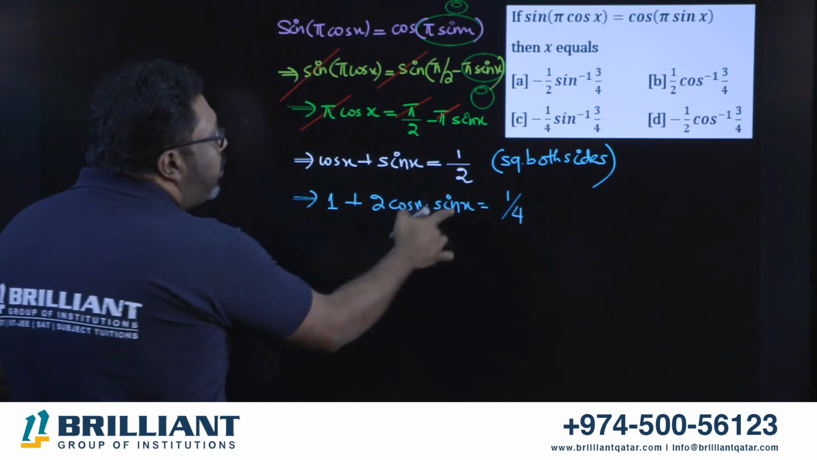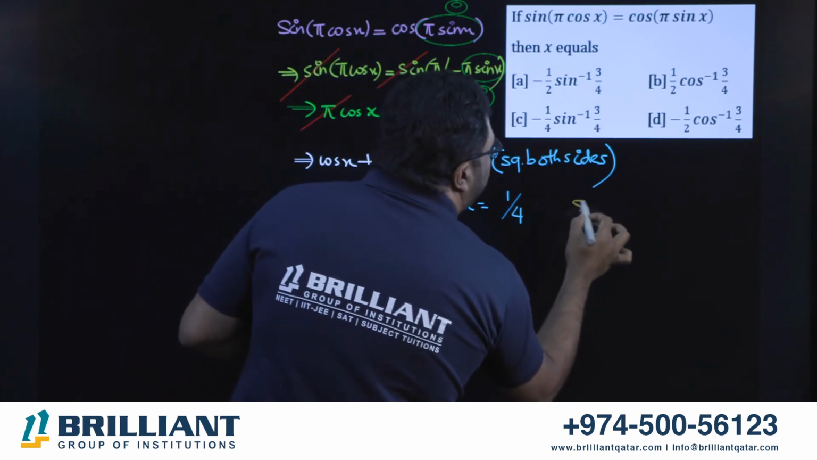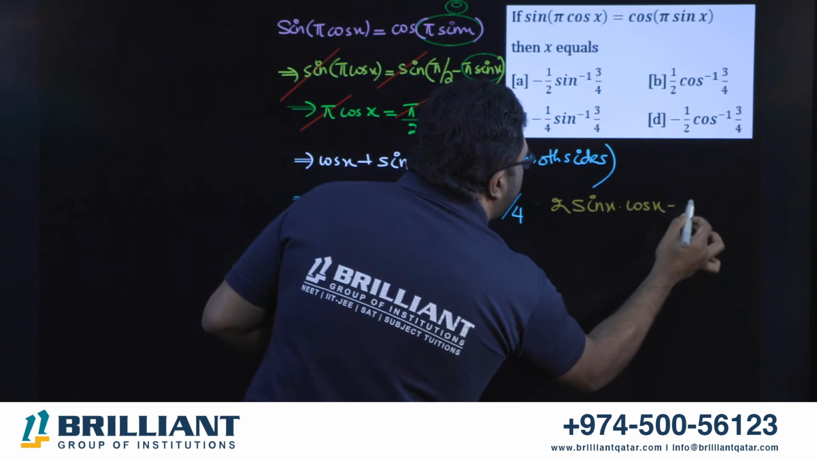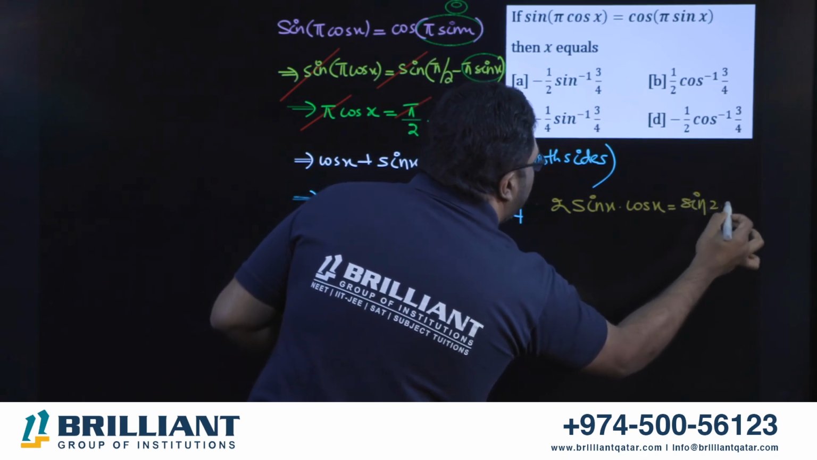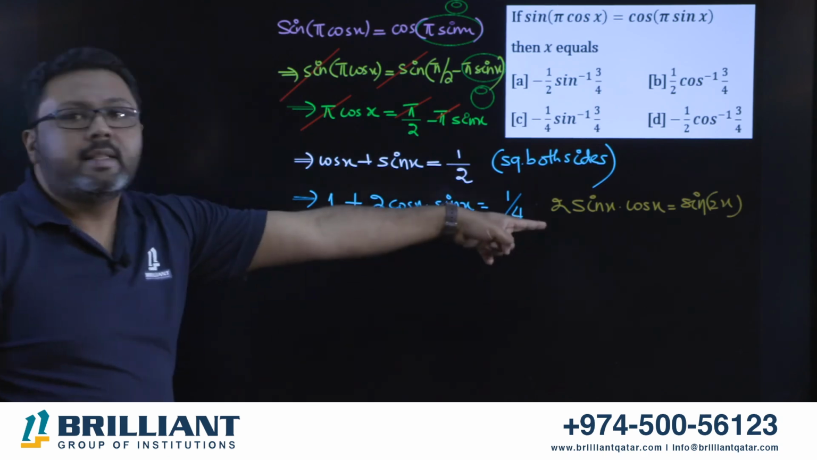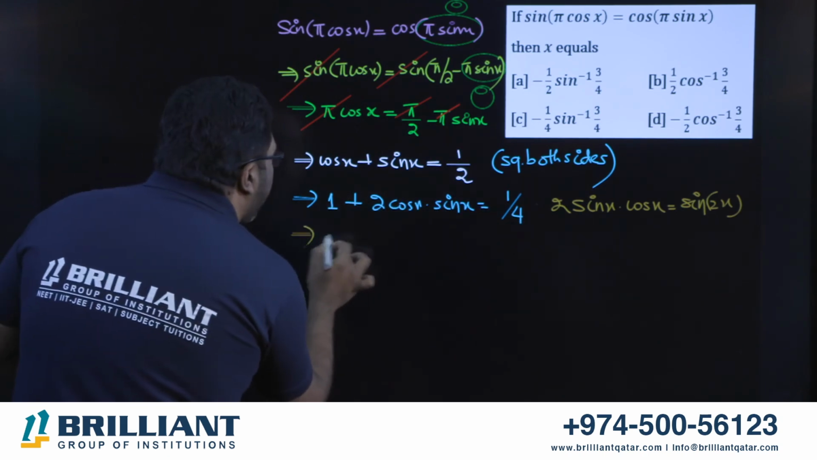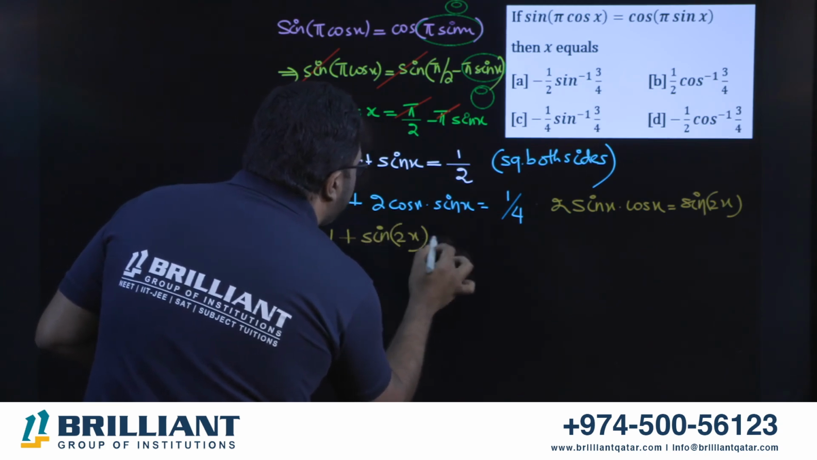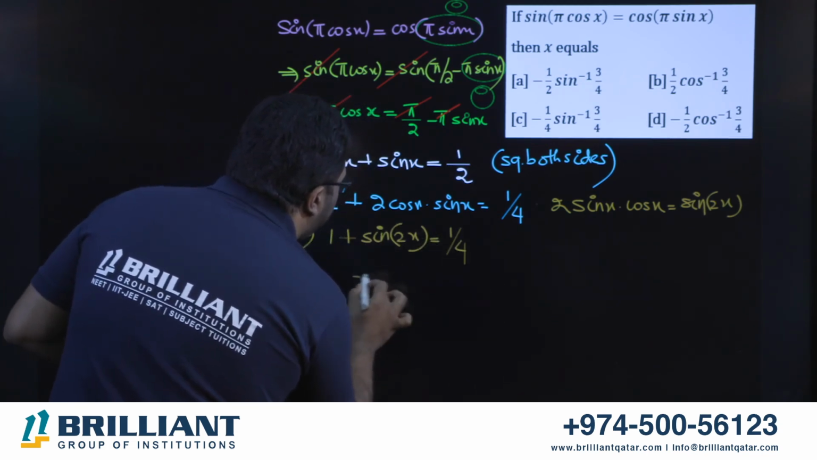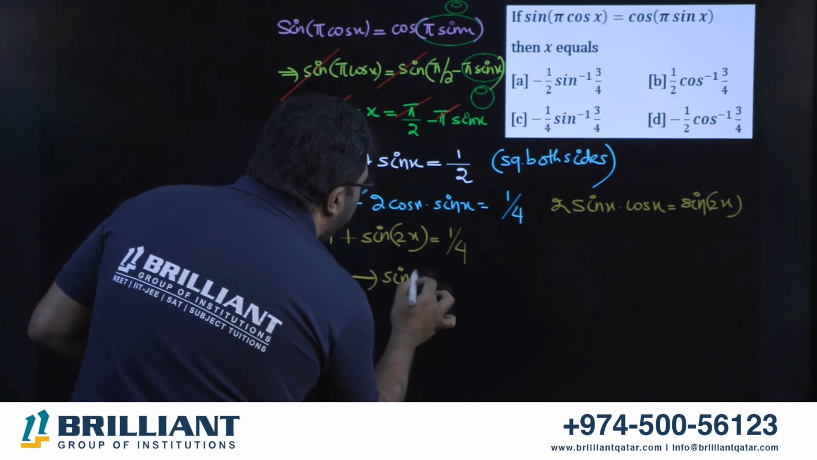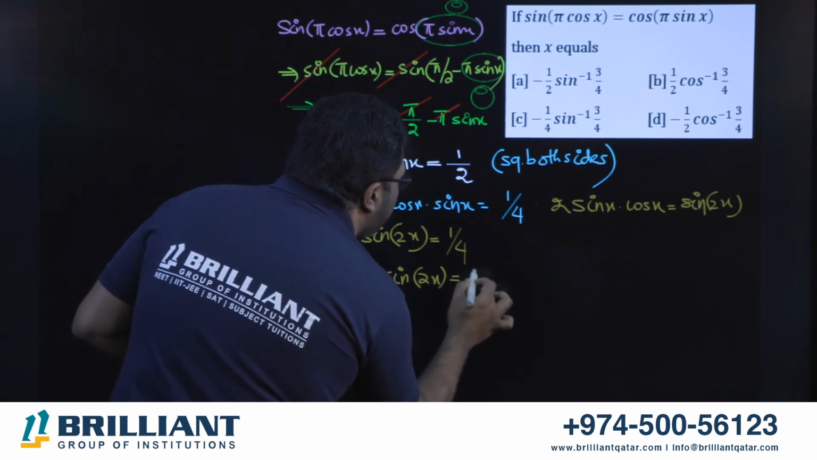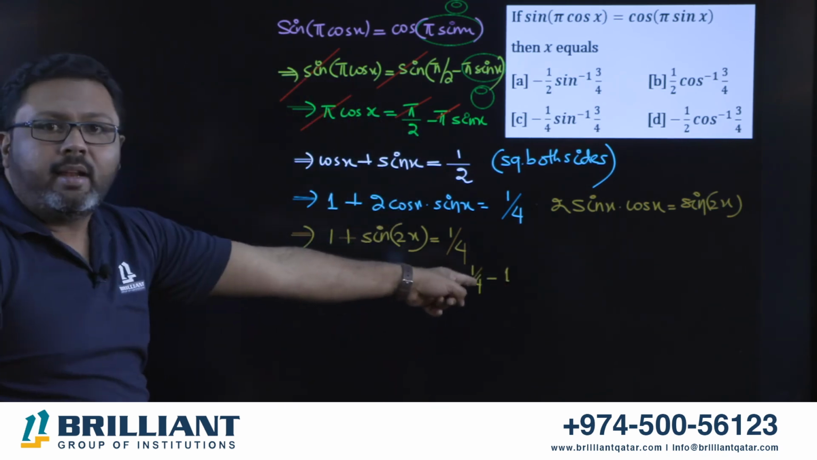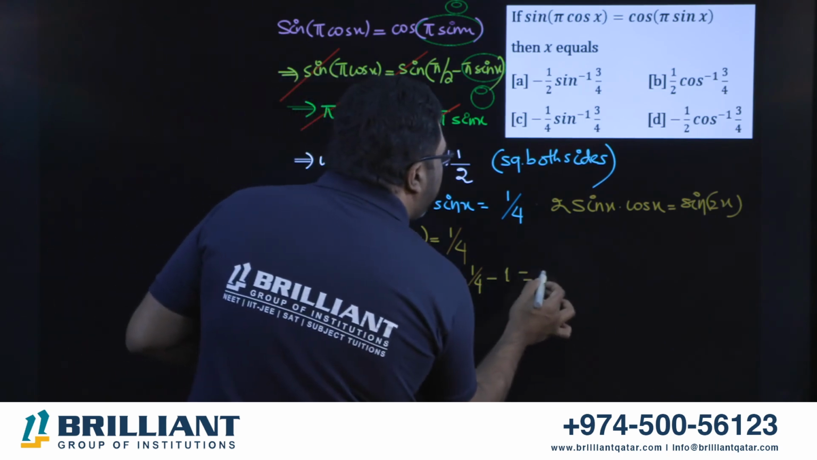What is 2 sin x cos x? Again 11th standard formula. 2 sin x cos x is equal to sin 2x. So this can be written as 1 plus sin 2x is equal to 1 by 4. That implies sin 2x is equal to 1 by 4 minus 1. And what is 1 by 4 minus 1?